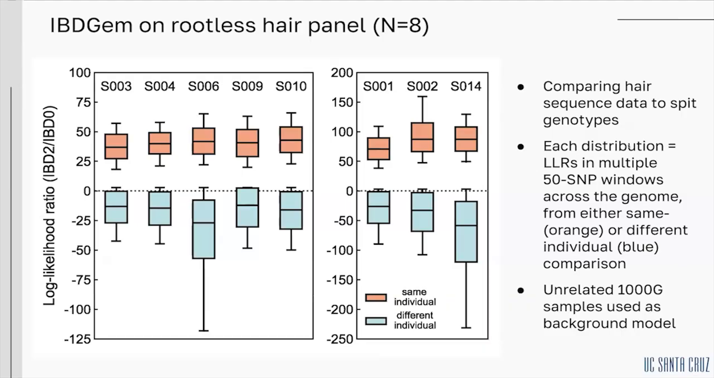For this analysis, similar to the 1000 Genomes experiment, I ran 1 positive and 1 negative comparison on each individual in the hair panel. The box plots show the distribution of likelihood ratios aggregated in 50 SNP windows across the genome for both positive in orange and negative comparison in blue, with lower coverage hair samples on the left and higher coverage samples on the right. This suggests that IBD-GEM can accurately differentiate between positive and negative comparisons using very low coverage sequencing data from actual rootless hairs.